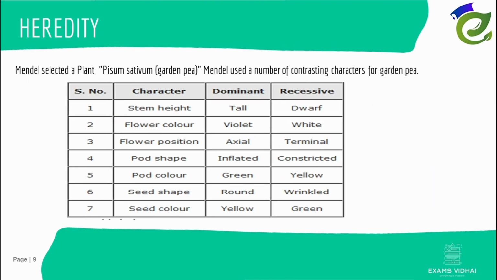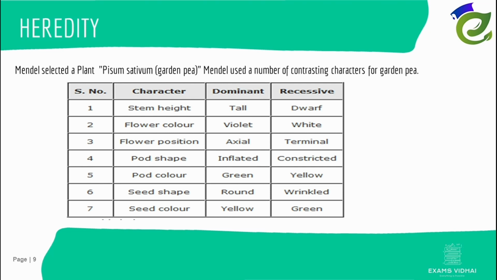What Mendel did is he selected a plant known as Pisum sativum or colloquially garden pea. So he used certain number of contrasting characters for garden pea. The characters you can see in the table: stem height, flower color, flower position, pod shape, pod color, seed shape and seed color. So as I've told, you'll have two alleles.